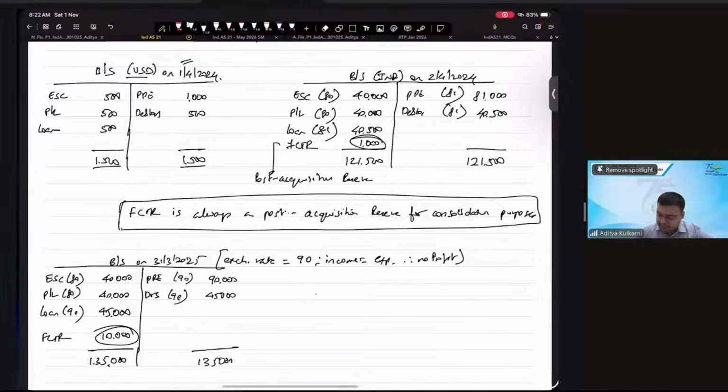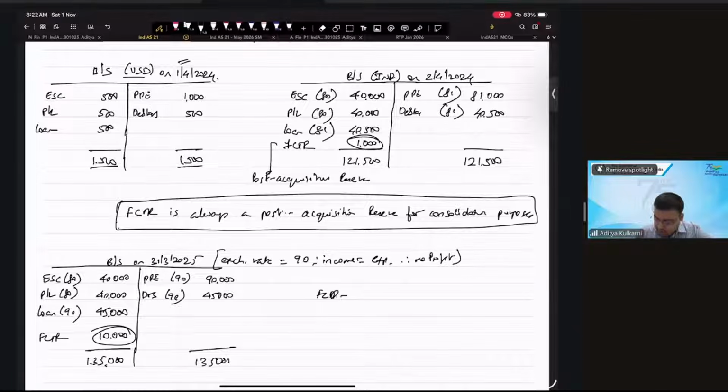Now, this FCTR will be post acquisition reserve. This FCTR will be post acquisition reserve. Now, why is FCTR arising? Why is FCTR arising?